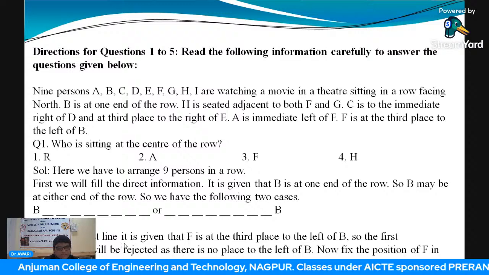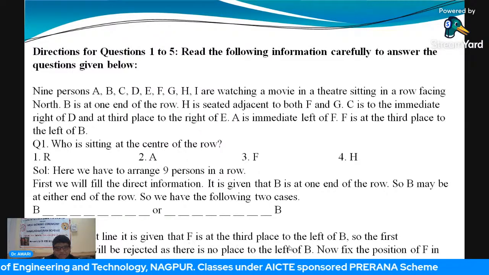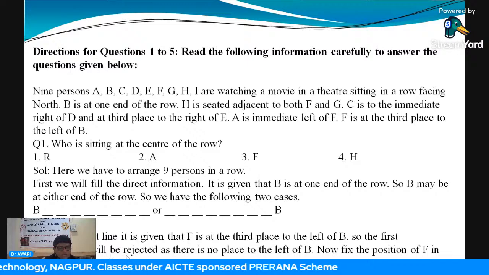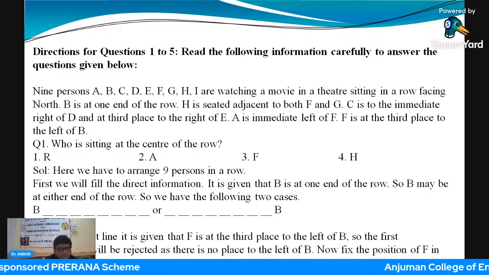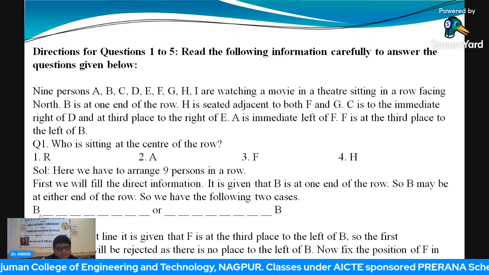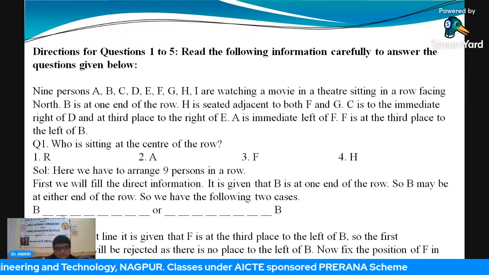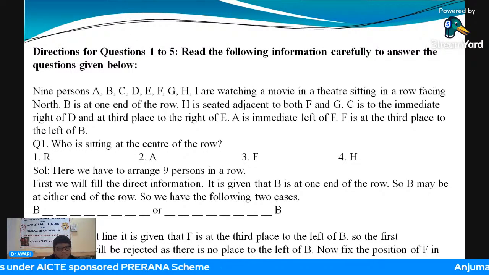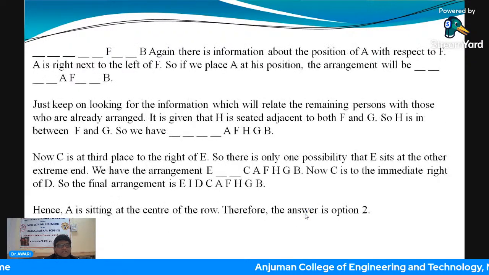Next, it is given that F is at the third place to the left of B. The first arrangement, with B at the left, will be rejected as there is no place to the left of B. So now fix the position of F in the second arrangement, and write F here.